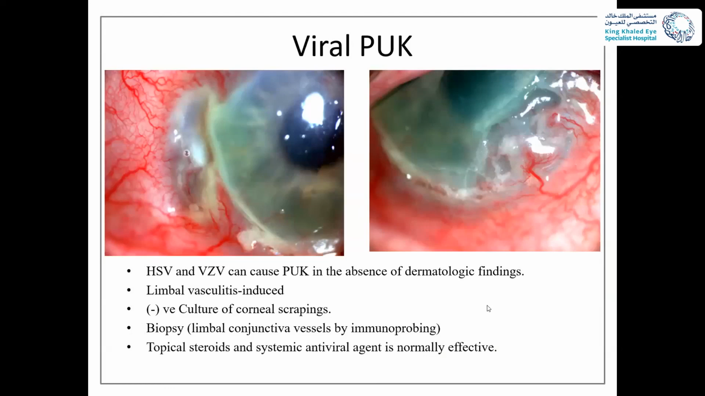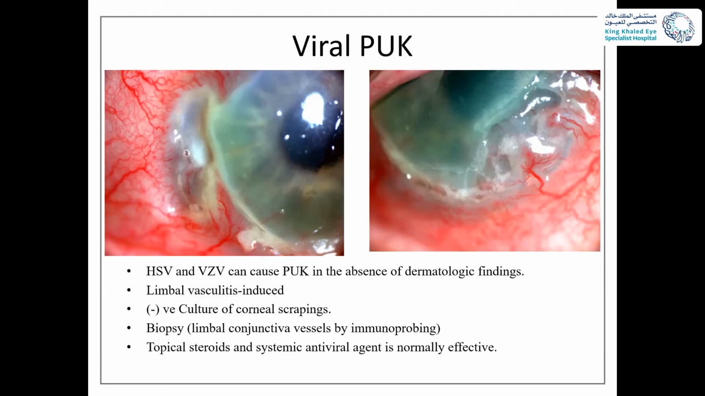Now, viral PUK, we know that herpes simplex and herpes zoster can cause PUK, even in the absence of dermatological findings. It's limbal vasculitis induced by this kind of inflammation. Even if you do culture of corneal scraping, it will come back negative. You can only diagnose them when you send a biopsy for PCR or limbal conjunctival vessels by immunoprobing. Those kind of patients, you have to have a very high index of suspicion to diagnose it.